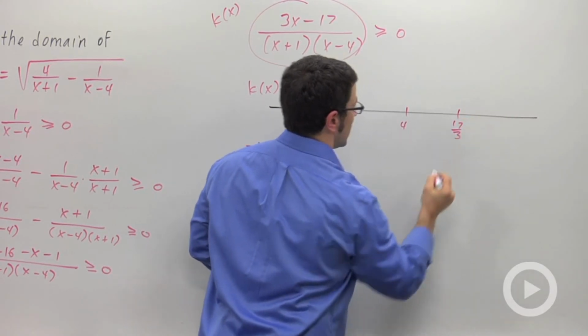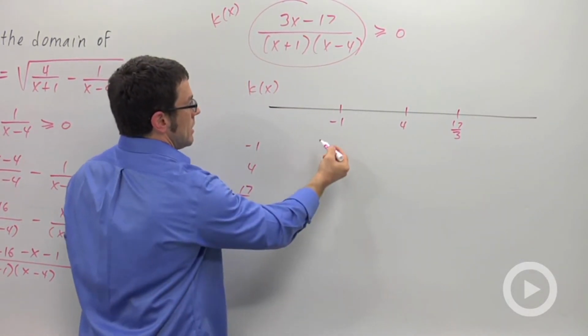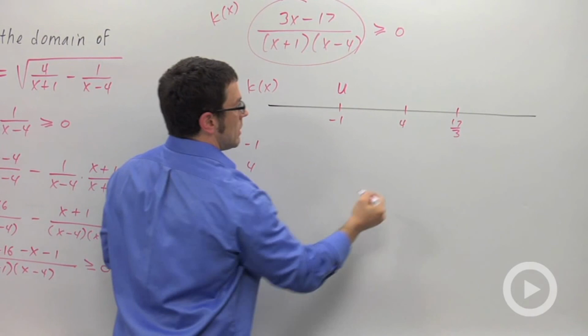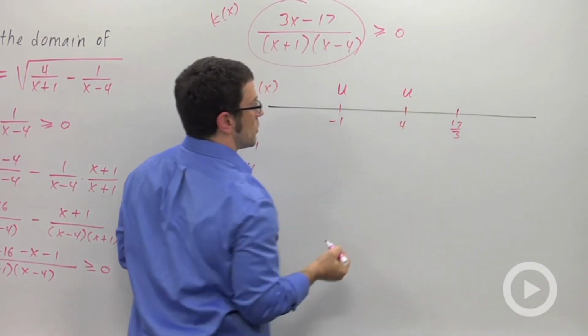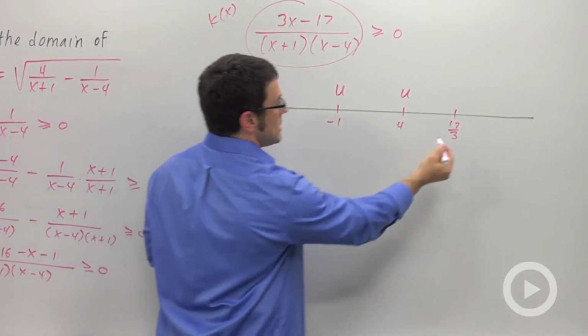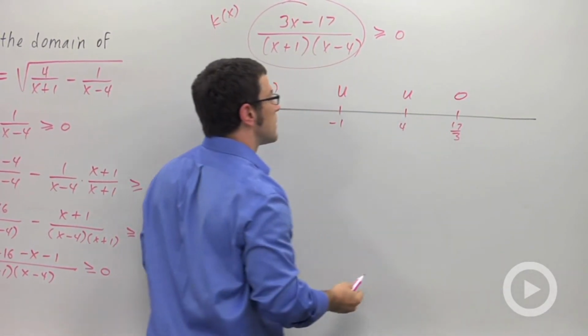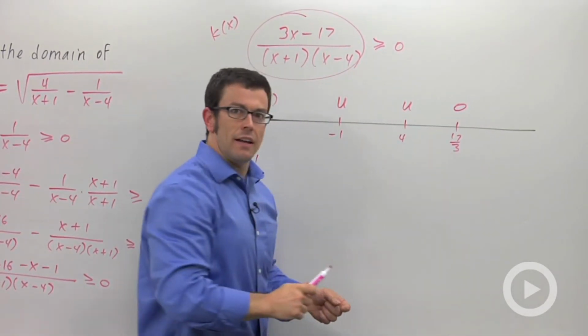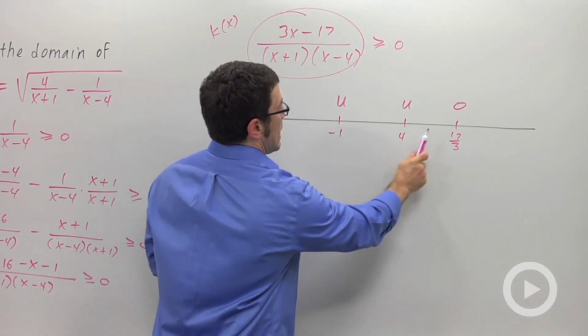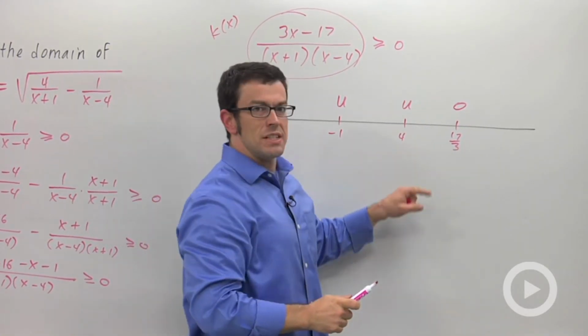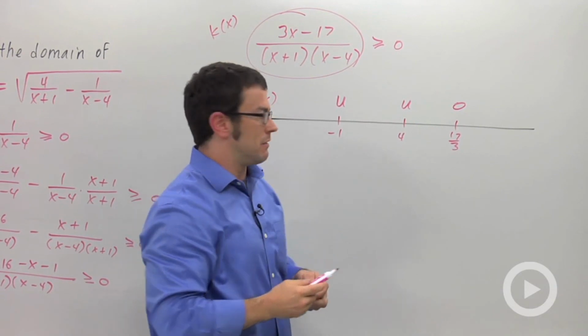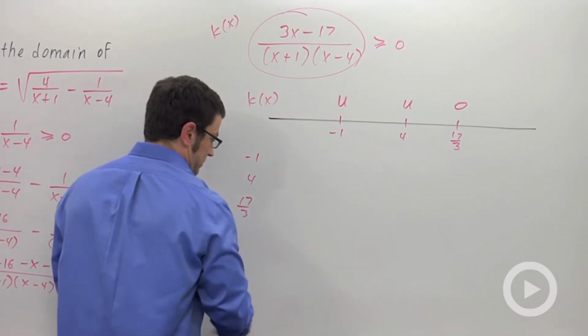It doesn't have to be to scale. And then it's undefined here, so I'll put a u. Undefined at 4, so I'll put a u. And then at 17 over 3, the whole thing's going to be 0, so I'll put a 0 here. Now these three numbers divide the number line into 4 regions. And I have to test each of these regions to see whether k of x is positive or negative. So let me do that.